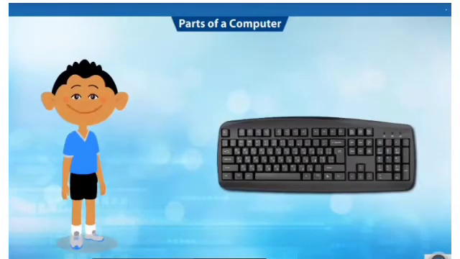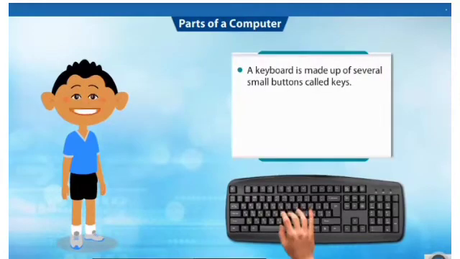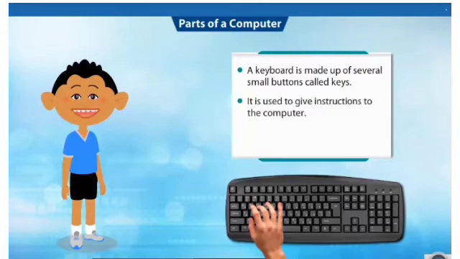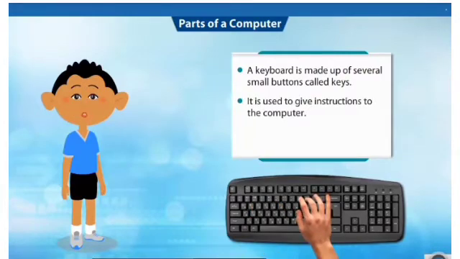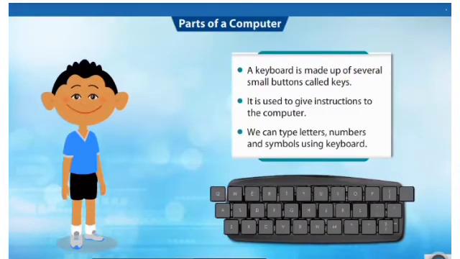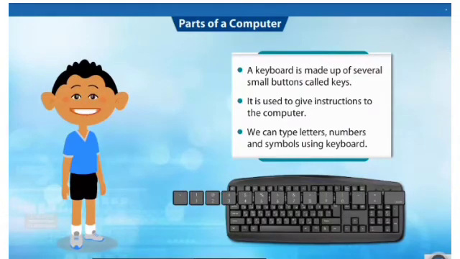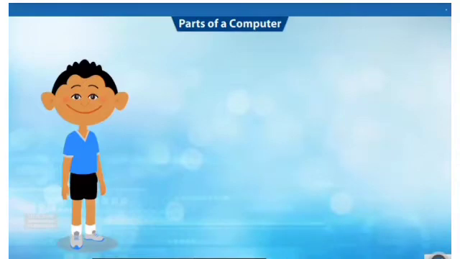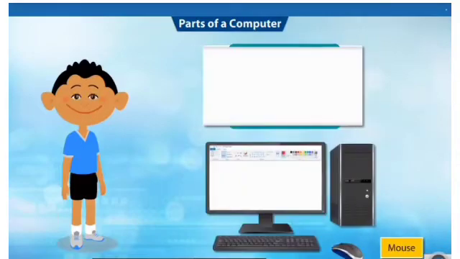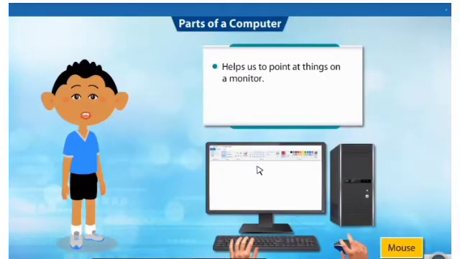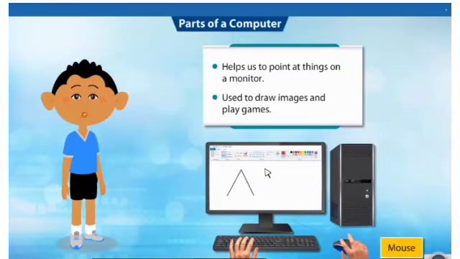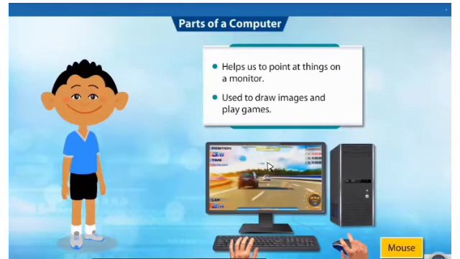Next, we will learn about the keyboard. A keyboard is made up of several small buttons called keys. The keyboard is used to give instructions to the computer. We can type letters, numbers, and symbols using the keyboard. Here is a mouse. It helps us to point at different things on a computer monitor. It is also used to draw images and play games.